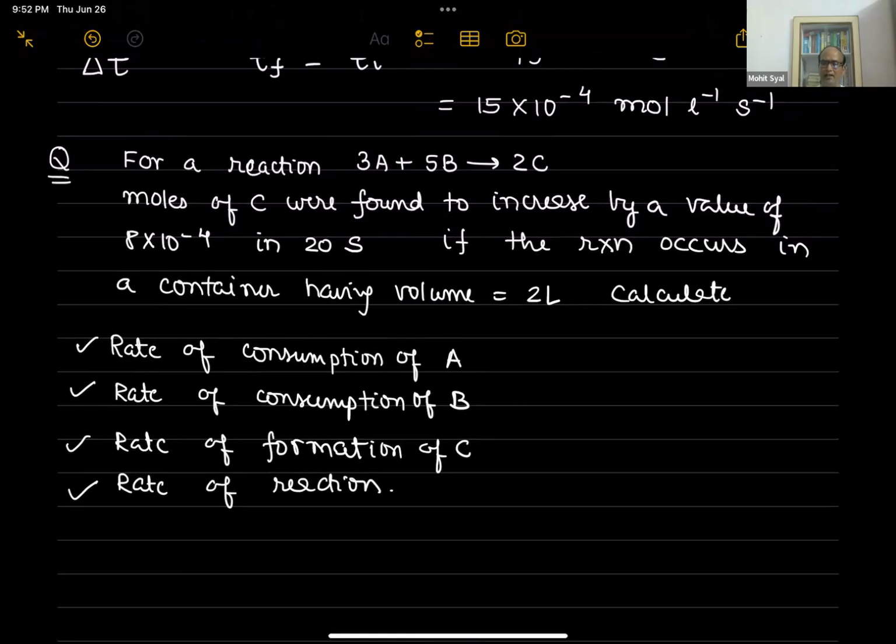But immediately in the reaction, you are not given A or B, you are given C. Moles of C were found to increase. These are the moles, not the concentration. But you can get the concentration by dividing it by the volume. Is it clear?